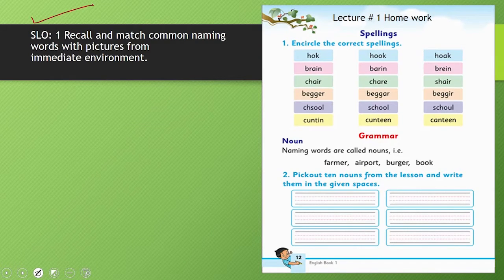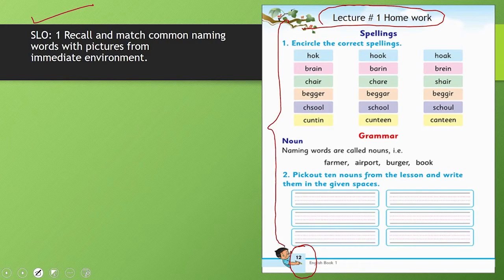The SLO is mentioned here on the top of the screen so that you can see what we are going to do today. But before we start the lecture, you have to grab your pencils and mention Lecture 1 homework on top of page number 12. This page is your home task activity which you will be doing after listening to this lesson.